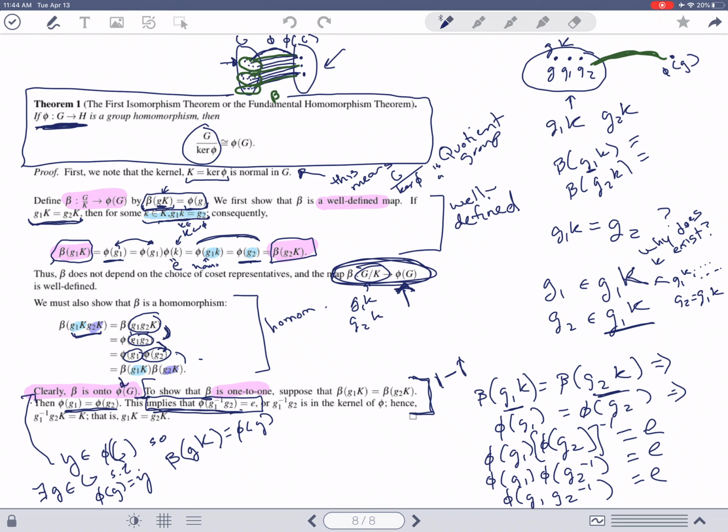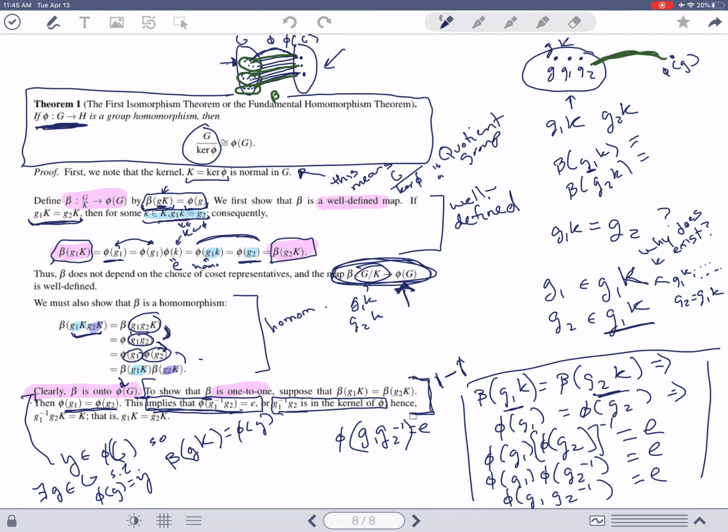All right, and so what does that mean? It means that G of 1, G of 2 inverse equals E, and the image of that equals E, and that is exactly our definition of kernel. So that's where they have the second claim here, that G1 inverse G2 is in the kernel of phi.